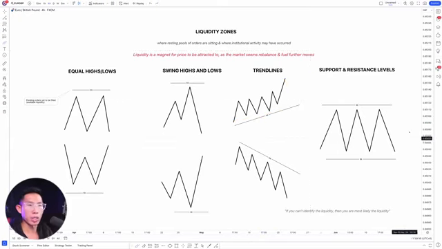And lastly, we have our support and resistance levels. The most simple concept that you learn when you start trading, and it is actually the biggest threat, right? Because like I said, smart money knows that you are trading based on these support and resistance levels, and they're gonna take advantage of you, right? They're gonna take advantage of your brain.